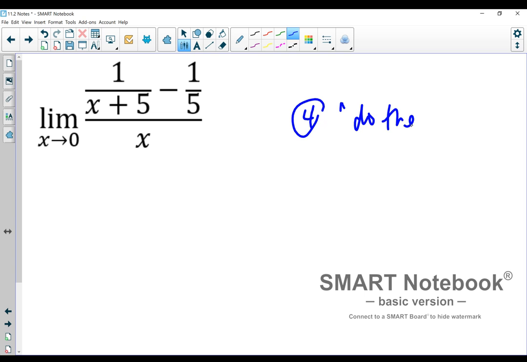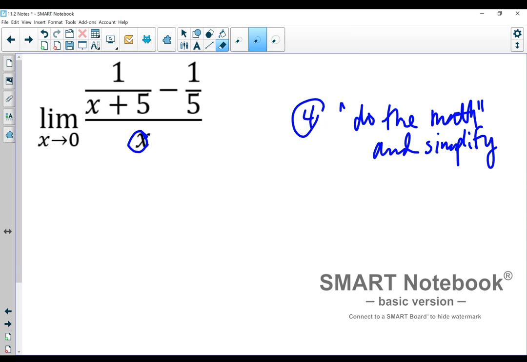Do the math. So let's put all these fractions together and just see what happens. So we're just going to go through and simplify. Right now, as x goes to 0, that would give me a 0 in the denominator. So I'm always checking that to make sure that direct substitution is not an option. That's always our first hope. And so that means I'm going to have to go ahead and do the math and simplify this.